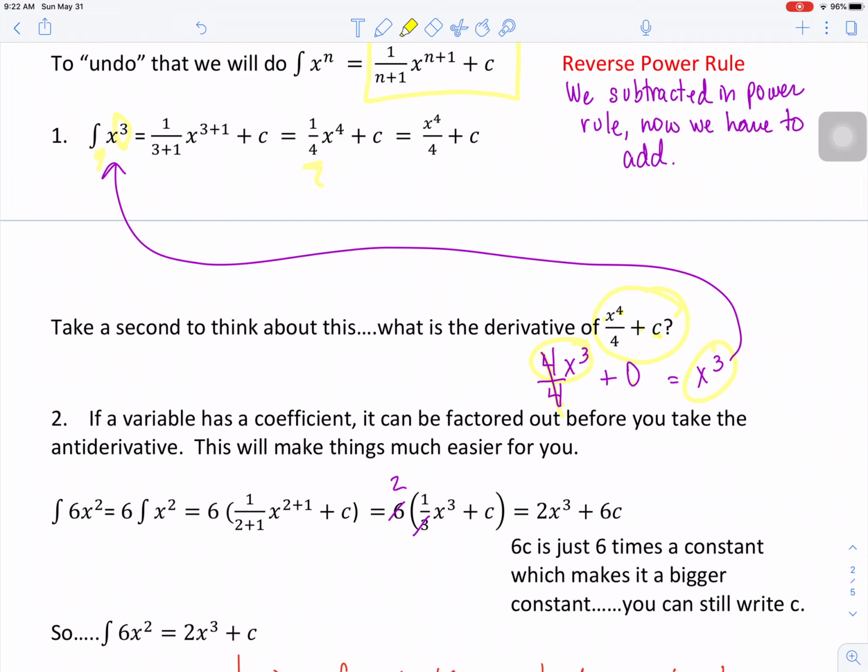Now pause this and think about that. If you think about that, the derivative of that gets you this, then the antiderivative of x cubed has to give you this. So pause and digest it.